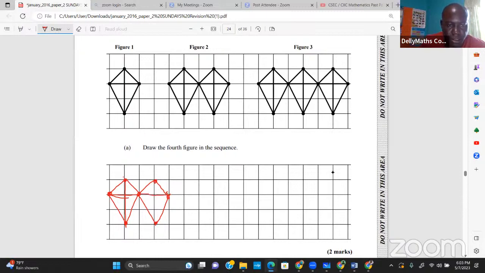Remember, you're not going to use freehand. I'm just sketching this quickly for you, but in the exam, you're going to do the real thing.